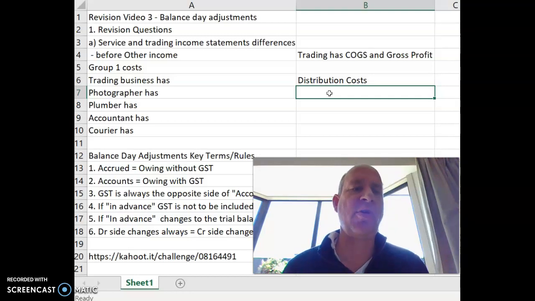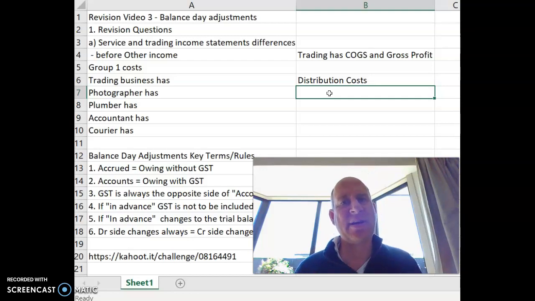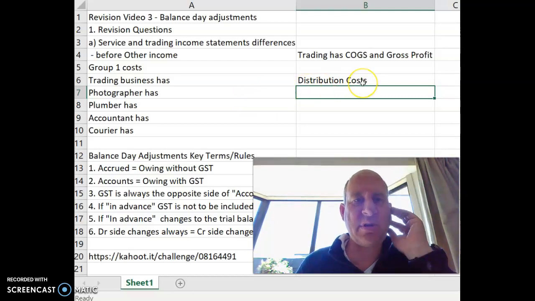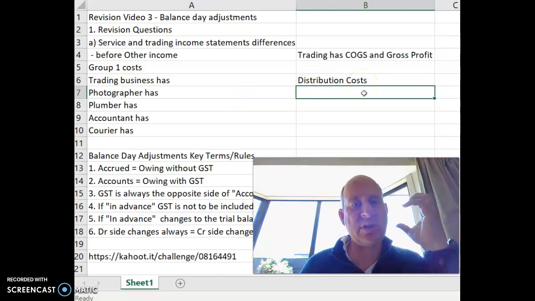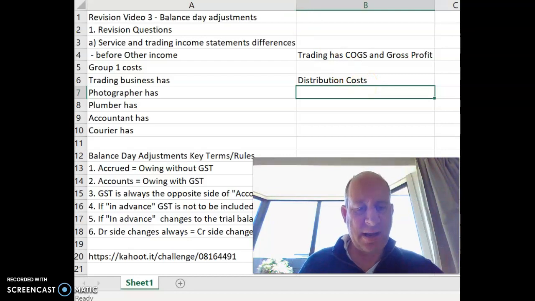It's different for service-based businesses. Remember, Group 1 costs are those that interact with a customer, things like advertising and those that are involved with getting the goods or the service to the customer. Try a photographer. What's the cost for a photographer? It's not distribution cost. Shout it out, press pause, and check.